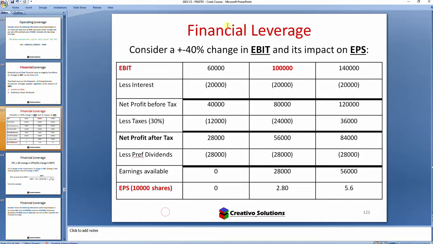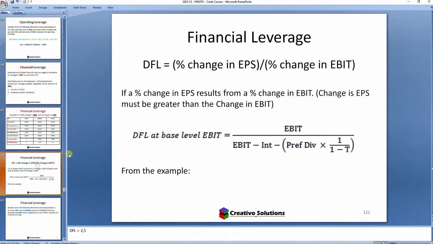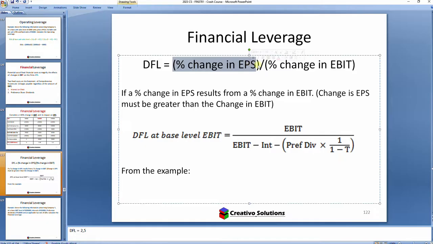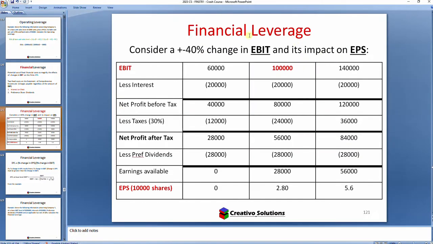If you look at this company and you have to break it down into percentage change in EPS and percentage change in EBIT, we don't have to draw up this whole table to get the same answer. You can see here it's 0, then it's 2.8, and then looking at this, it's 5.6. So from 2.8 to 5.6, that's double. There's a doubling in terms of EPS.